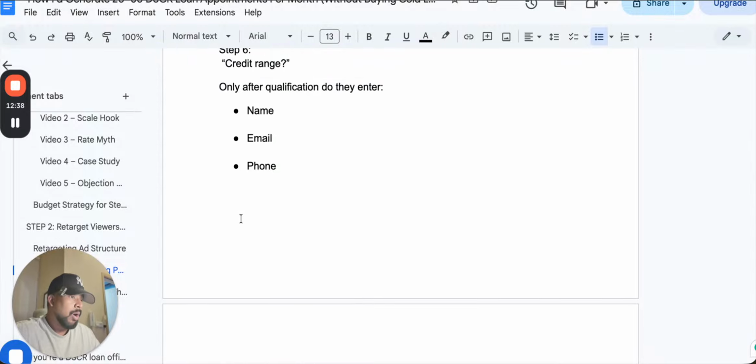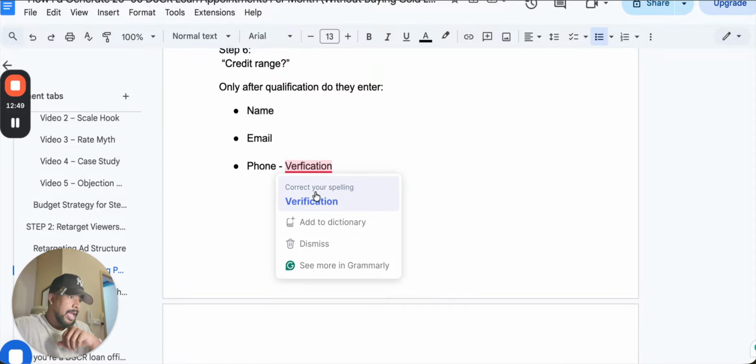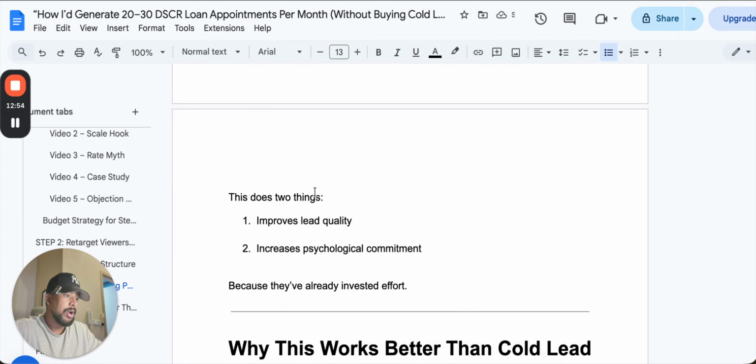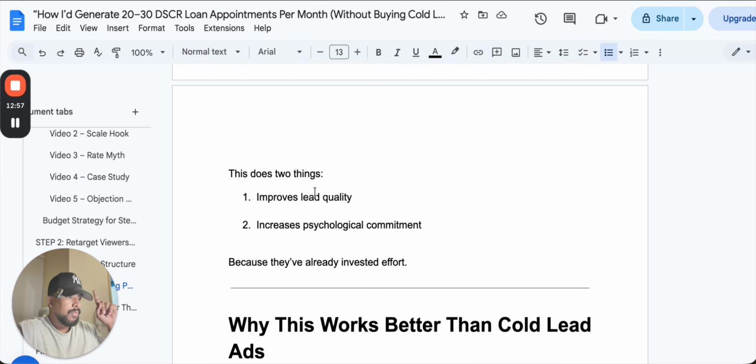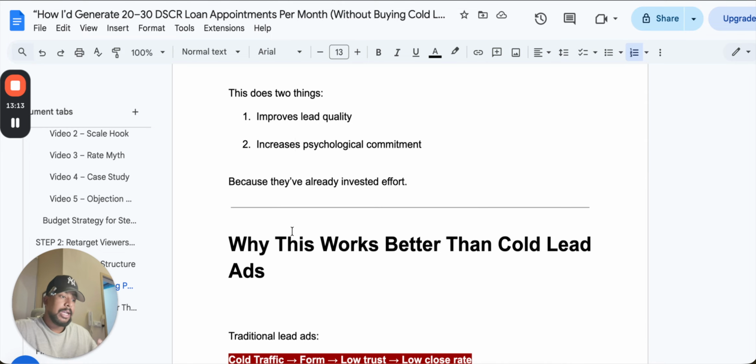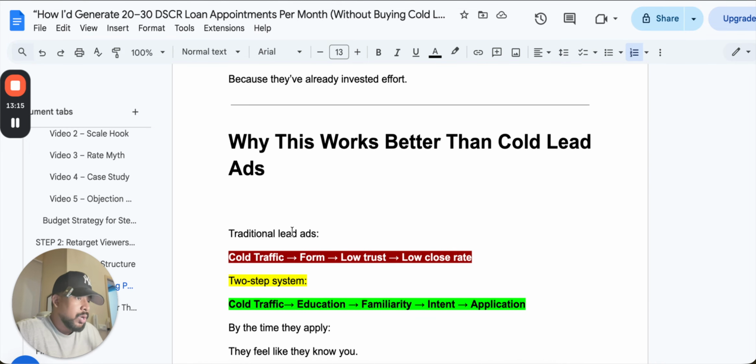Also, you can use email and phone number verification here, which is a great way to get the right kind of leads, so you don't mess with leads who have a wrong phone number or wrong email address. This does two things. First, it improves the quality, and number two, it increases psychological commitment, because somebody who fills out the whole landing page questionnaire is already invested with effort and actually wants to learn more.